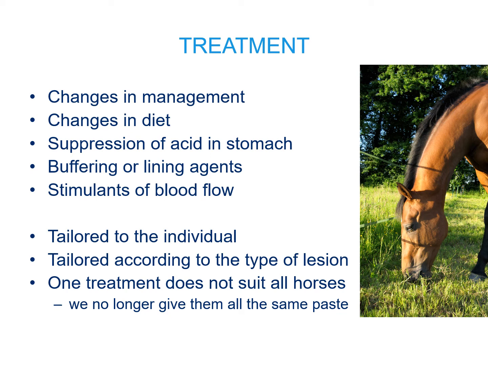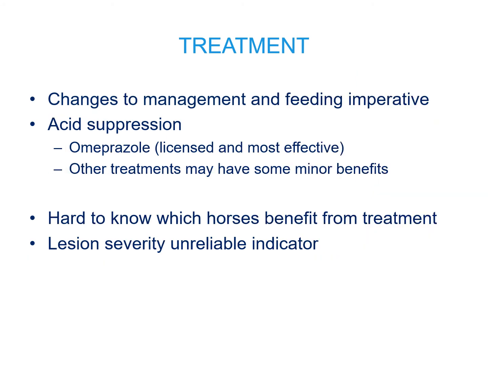And we used to treat all horses much the same, but over the last few years we've come to appreciate that different horses with different lesion types need different kinds of treatment, and we tailor treatment to the individual horse depending on the types of lesions they have and depending on their management. And one treatment doesn't necessarily suit all horses anymore. So changes to management and feeding are absolutely imperative. I'm not going to go into all the details of that because I don't have time, but if you've got a horse that's got gastric ulcers, you need to run through all that with your vets and get a defined feeding and management program to reduce the risk of recurrence.